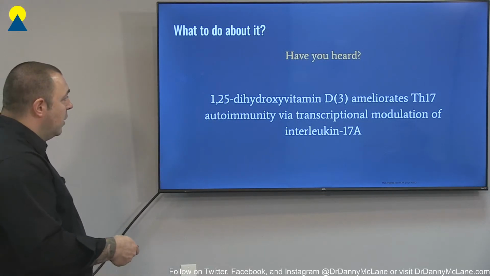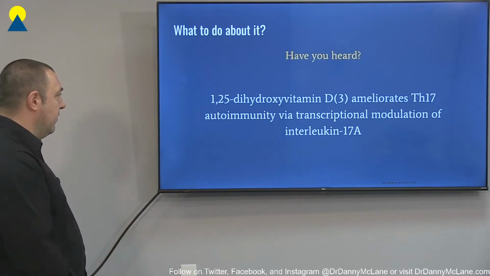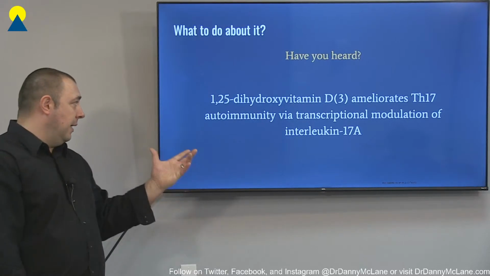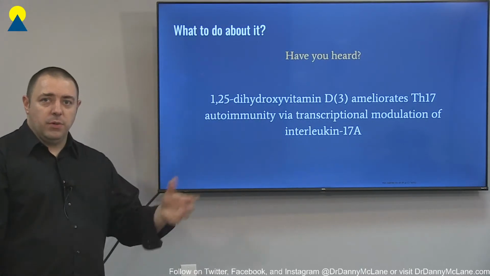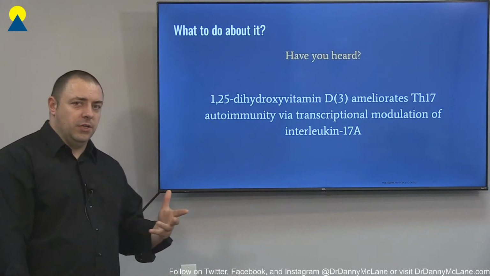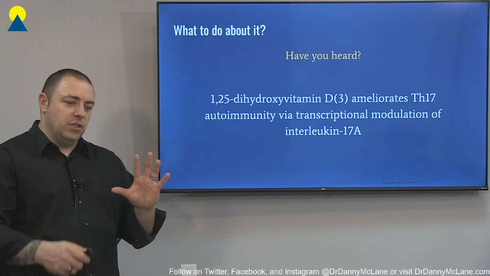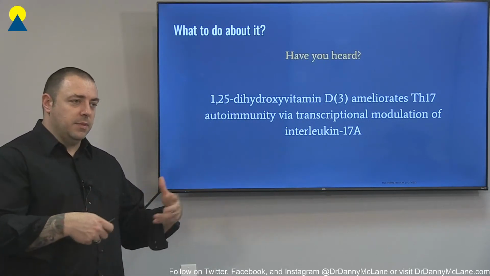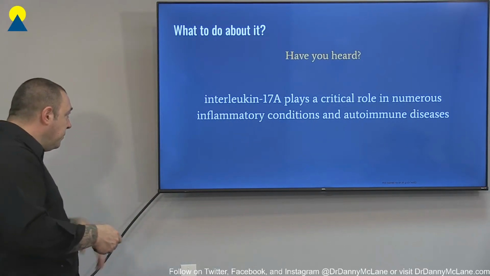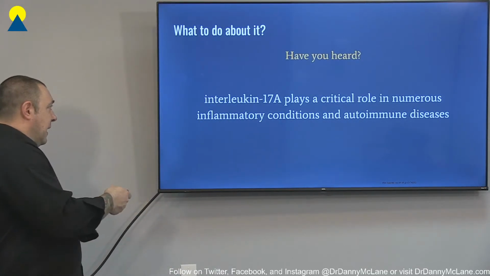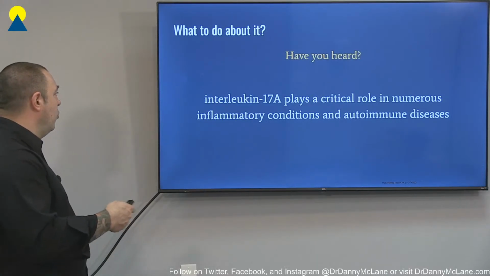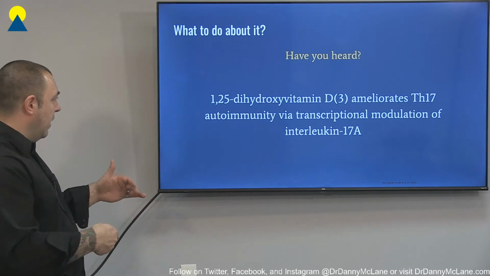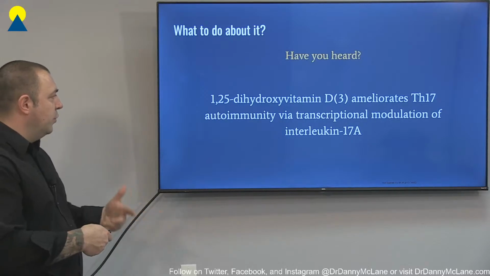How does it do it? Transcriptional modulation of interleukin 17A. Basically what it does is it makes it so that your body stops making this chemical that causes that inflammatory response. This is a simplified version of the conversation, but it doesn't just go around and soak it up. What it does is it makes it so that your cells stop sending out those signals. It helps to stop those inflammatory signals. So interleukin 17A plays a critical role in numerous inflammatory conditions and autoimmune diseases. So vitamin D shuts it down, and it tunes down the body's production of this inflammatory chemical.